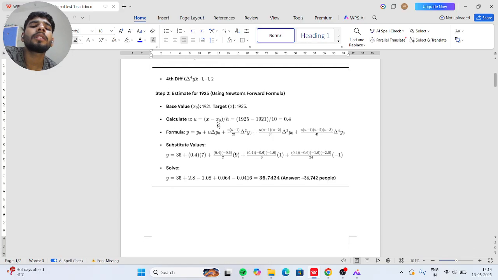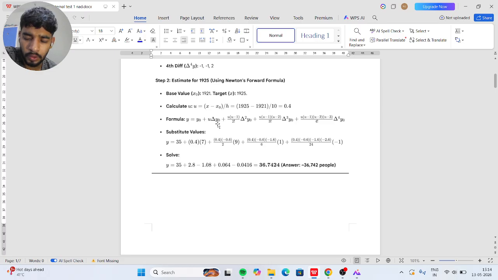Now, for estimation of 1925 using Newton's forward formula, the base value x0 is equal to 1921. The target x is equal to 1925. For calculating u, we will do x minus x0 by h. Here 1925 is our target value. So 1925 minus 1921 by 10 gives us 0.4. So u is 0.4.